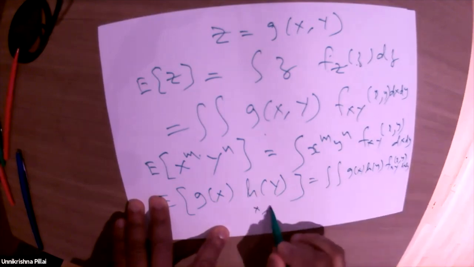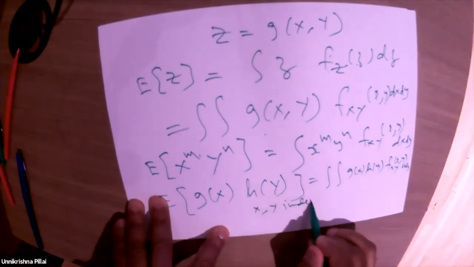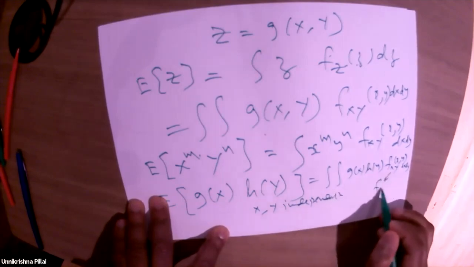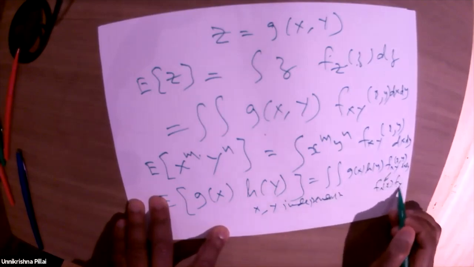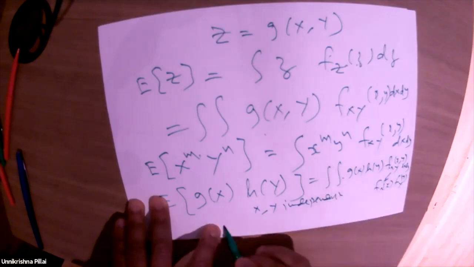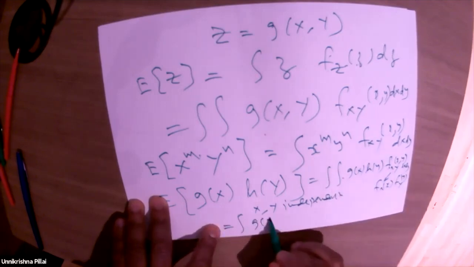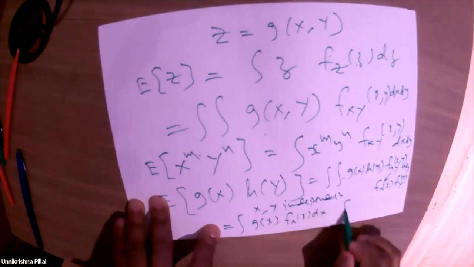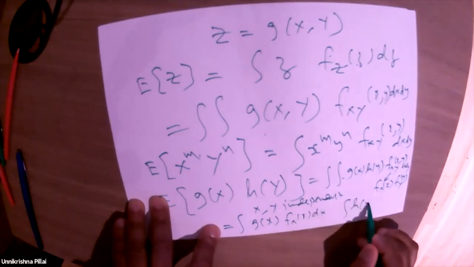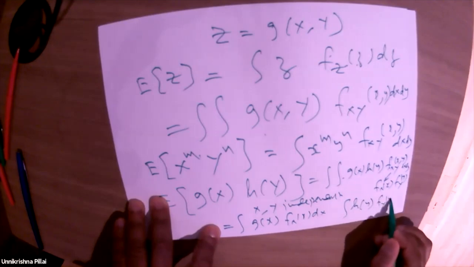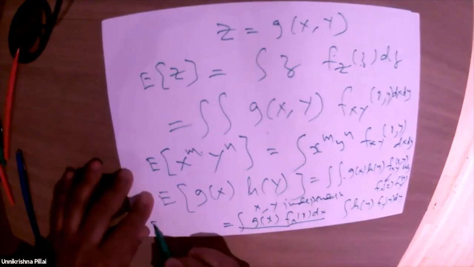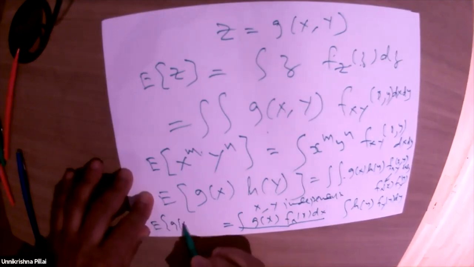But now suppose x and y are independent here. It doesn't always have to be, but then this will be f_X(x) multiplied by f_Y(y). Notice that the above integral splits into two integrals, g(x) multiplied by f_X(x) dx, multiplied by h(y) multiplied by f_Y(y) dy. But if you recall, this is the expected value of g(X). The next one is the expected value of h(Y).